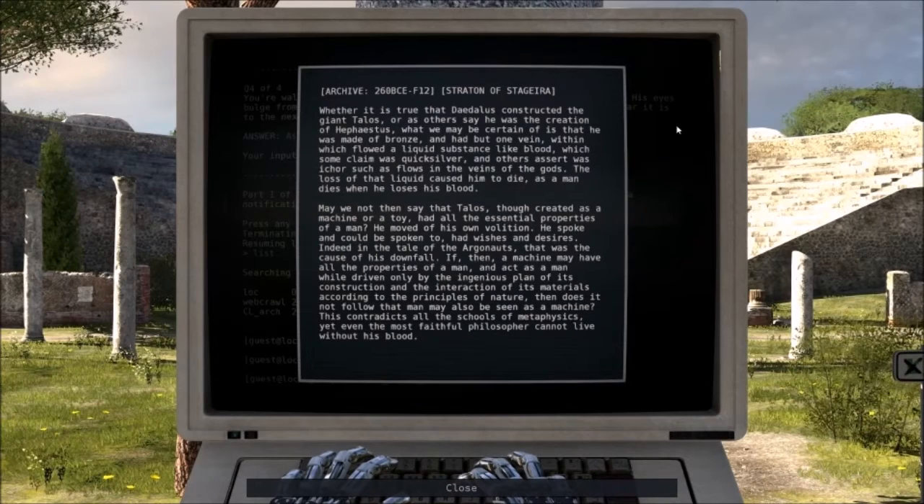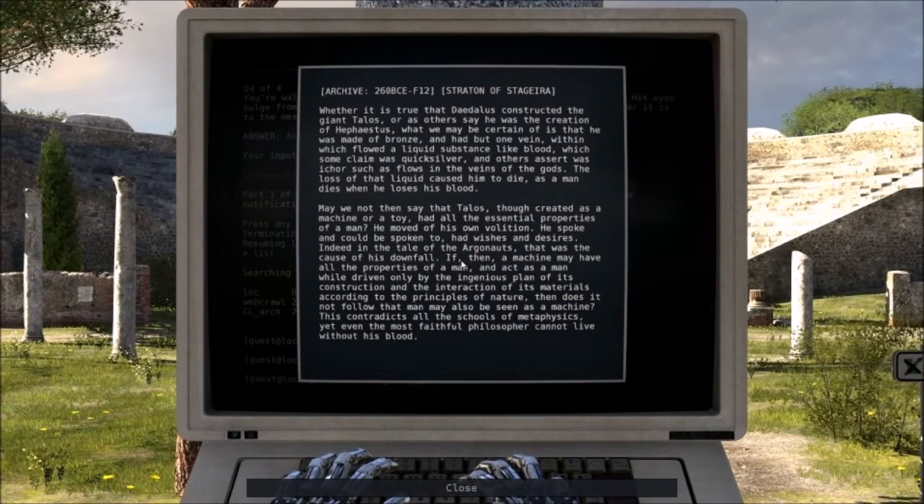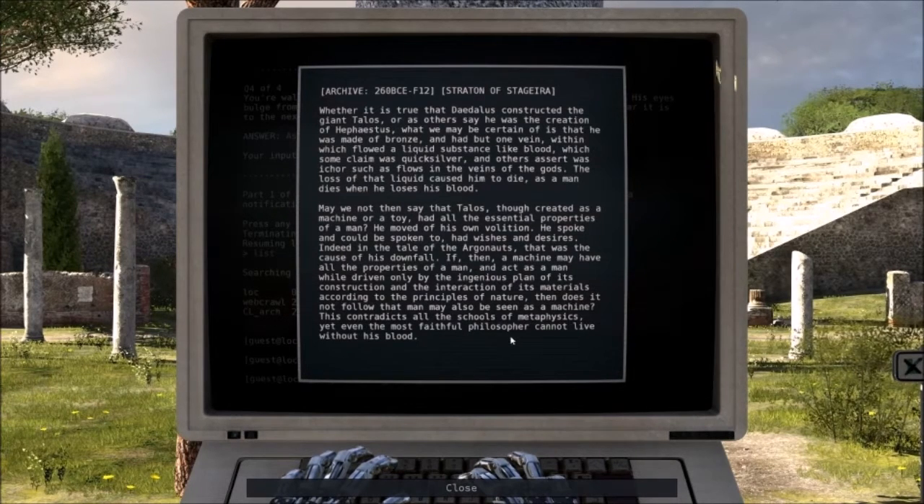May we not then say that Talos, though created as a machine or a toy, had all the essential properties of man? He moved of his own volition. He spoke and could be spoken to, had wishes and desires. Included in the tale of the Argonauts, that was the cause of his downfall. If, then, a machine may have all the properties of a man, and act as a man while driven only by the ingenious plan of its construction and the interaction of its materials according to the principles of nature, then does it not follow that man may also be seen as a machine? This contradicts all the schools of metaphysics, yet even the most faithful philosopher cannot live without his blood.